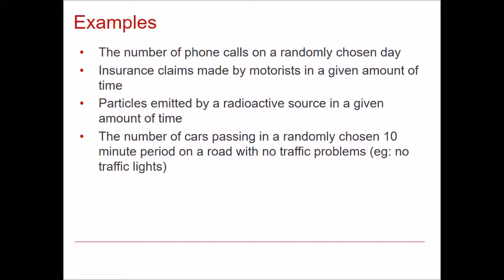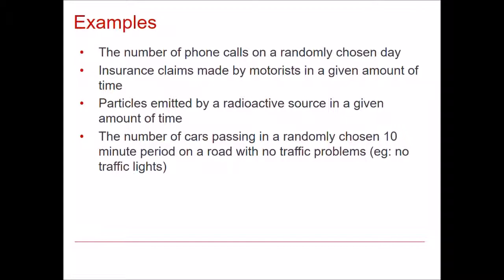Particles emitted by a radioactive source would probably be random and independent of each other, but you may have a situation where the rate isn't constant, particularly where the amount of radioactive material is decreasing. The number of cars passing in a randomly chosen 10-minute period would require no traffic problems. So for example, traffic lights where you are having a disruption in the constant rate of flow, you would need for that not to be the case.